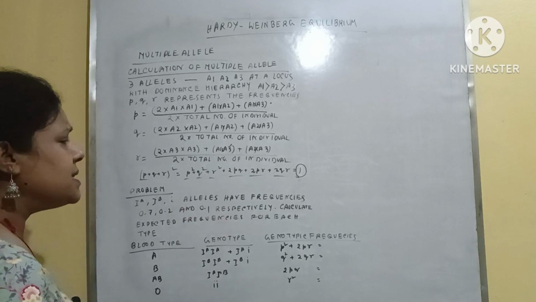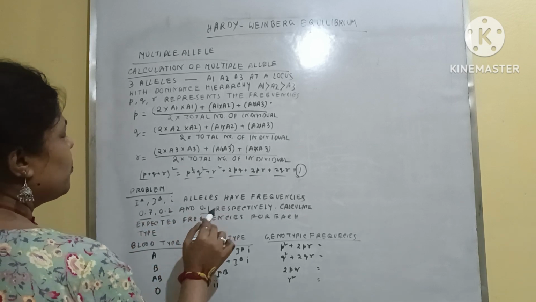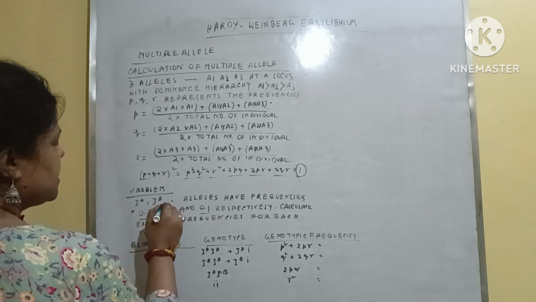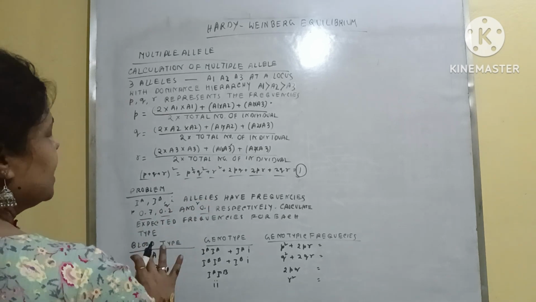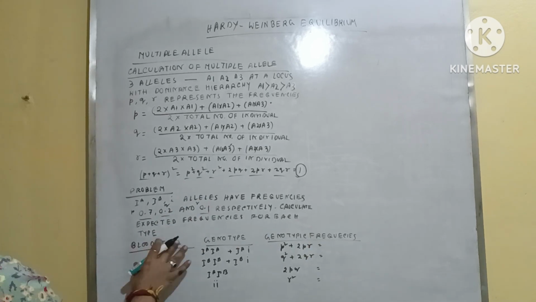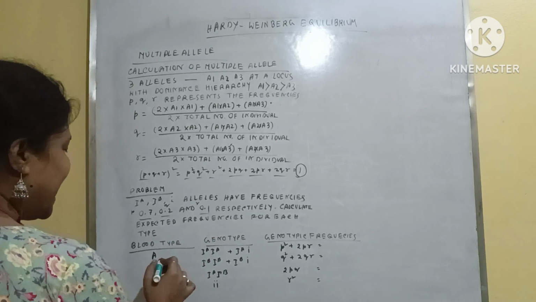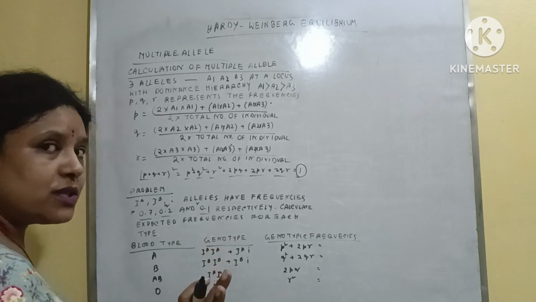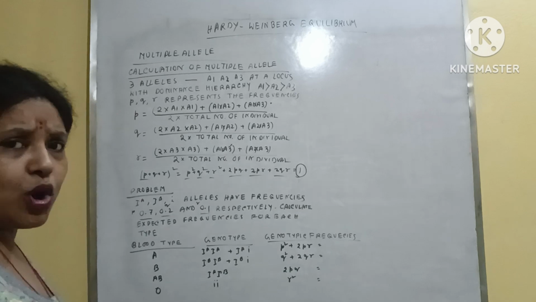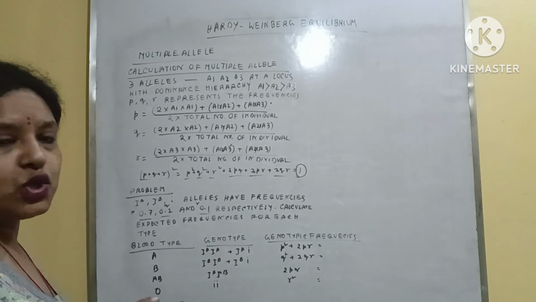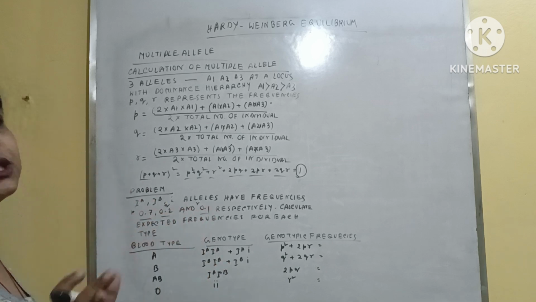So here the frequencies are 0.7, 0.2 and 0.1. This is small p, this is small q and this is small r. Clear? So I have written this in tabular form, with blood types A, B, AB, O. So its genotype will come. A means IA is possible, and small i or O, this is also possible. So how many possibilities are there? We have to add these possibilities.